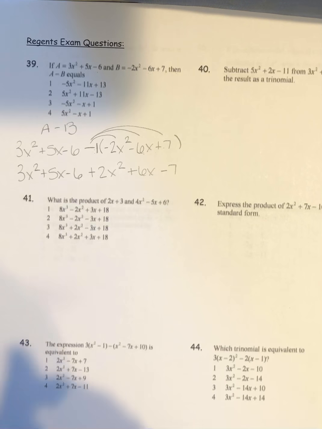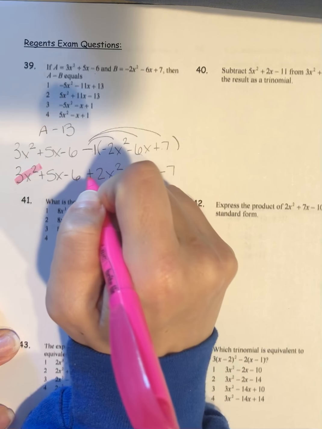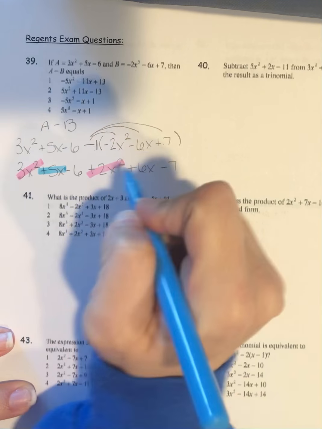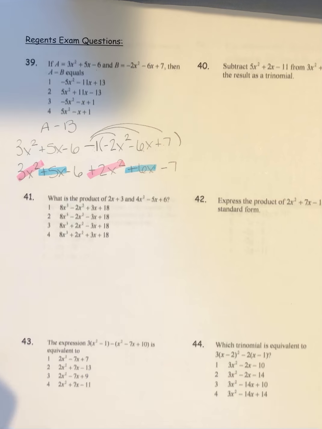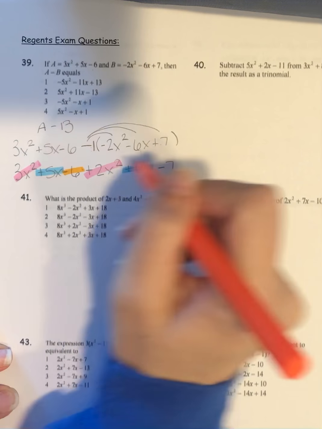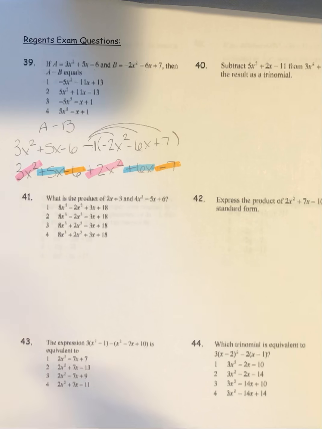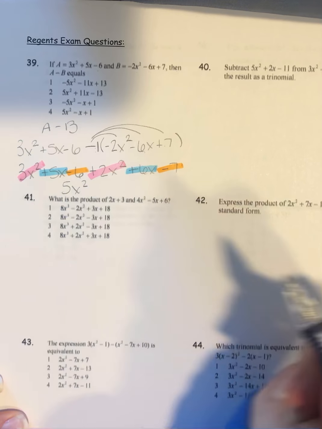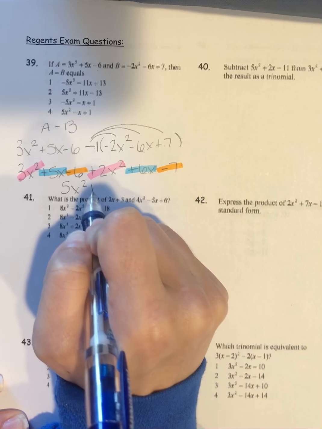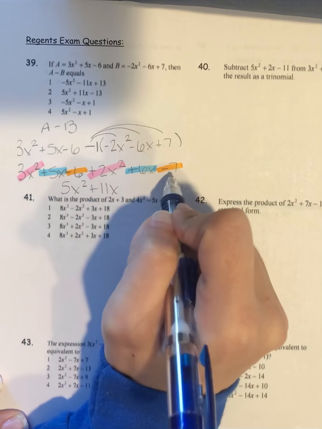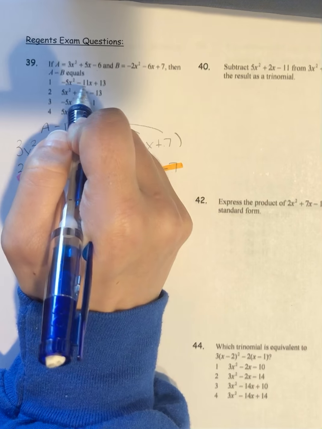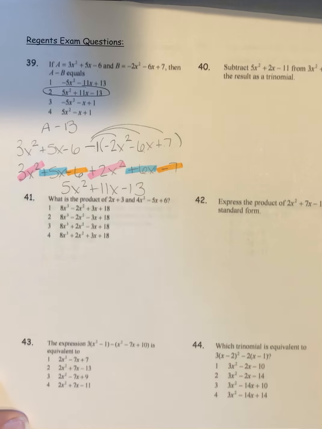Next, we have to combine our like terms. I have a 3x squared and a positive 2x squared. I have a 5x and a 6x. And then I have a negative 6 and a negative 7. So if I combine what's alike, 3x squared and 2x squared gives me 5x squared. 5x and 6x gives me 11x. And negative 6 minus 7 is negative 13. If I look, that is choice 2 of my multiple choice.